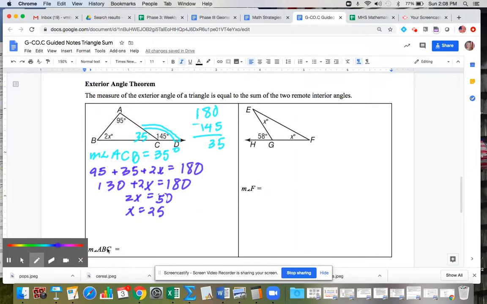But the question didn't ask me for x. It says, what's the measure of angle ABC? So if this is 2x, that's double 25. So my claim is that the measure of angle ABC is 50 degrees.